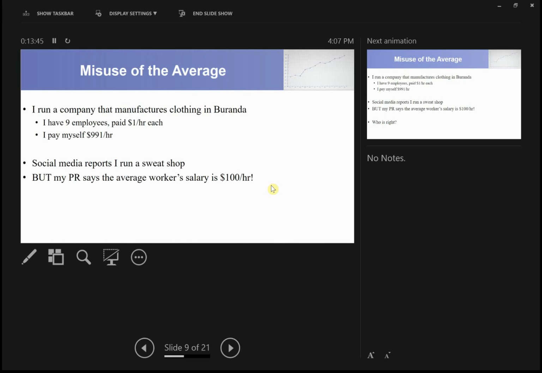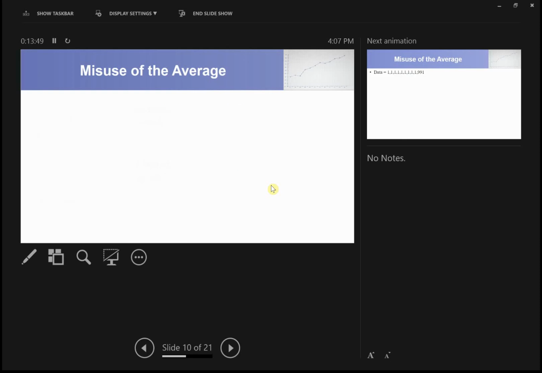Okay, so let's just take a look. Let's see what's going on statistically, okay? You're absolutely right. It's misleading. The thing is why. So here's the actual data. I probably wouldn't show the data, right? But this is the data. And you compute the average, and sure enough, if you add them all up and divide by 10, you'll get $100. Now, I'm not lying. But why am I misleading?